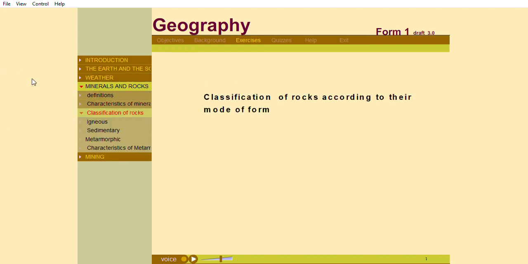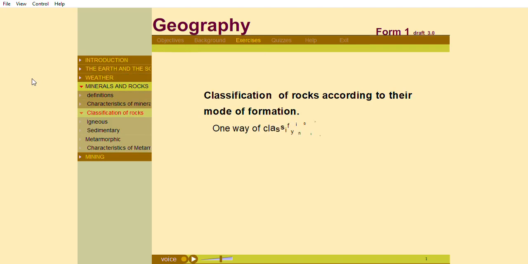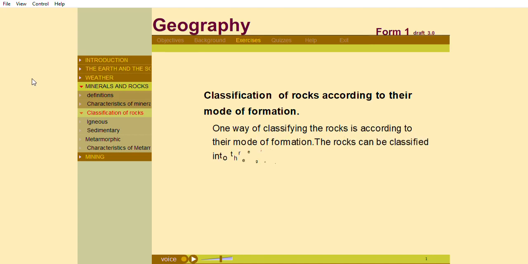Classification of rocks according to their mode of formation. One way of classifying the rocks is according to their mode of formation. The rocks can be classified into three groups. These are igneous rocks, sedimentary rocks, and metamorphic rocks.